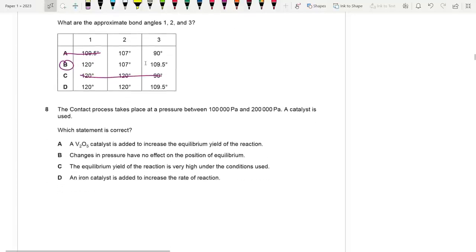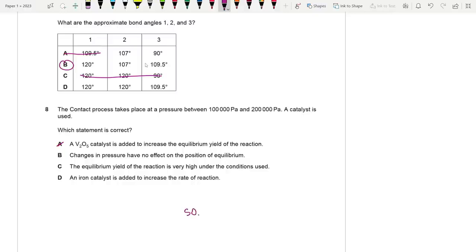Number 8, the contact process takes place at a pressure between 100,000 pascals and 200,000 pascals. A catalyst is used. So we use vanadium pentoxide. So a vanadium pentoxide catalyst is used to increase the equilibrium yield of the reaction. Not really. Catalysts do not affect equilibrium, okay? It only increases the rate via an alternate route.